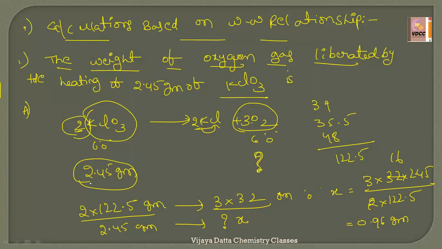You can ask, why did you take 122.5 here? He has given clearly the weight relationship. The weight of oxygen he is asking, and the weight of KClO3 is given. So he has taken the weight relationship for the reactants and products. The reactant is taken in weight. He is asking the product also in terms of weight only. Suppose if he asks a weight volume relationship, we can take it in weight volume relationship.